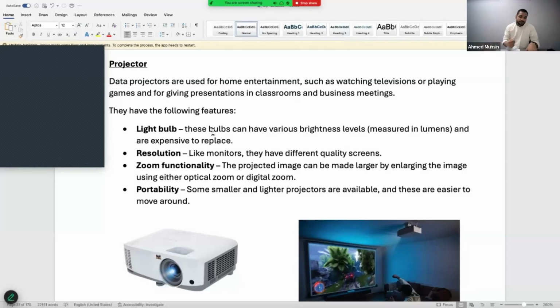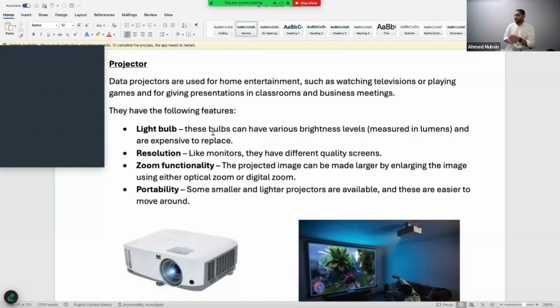Can you all see the next factor? Number one is your light bulb. Number two is your resolution. Just like monitors have a number of pixels that they can accommodate, projectors can also accommodate a certain number of pixels. Okay, yeah.